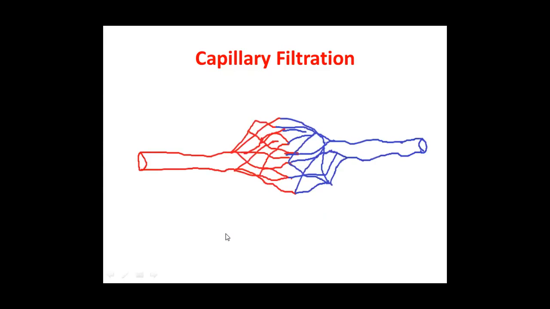Now, if we see a simplified diagram of a capillary, what I have shown you in my last class also. So this is the arteriolar side of the capillary. This is the venular side of the capillary. This is the arteriolar end of the capillary. This is the venular end of the capillary. And on it, plenty of forces.